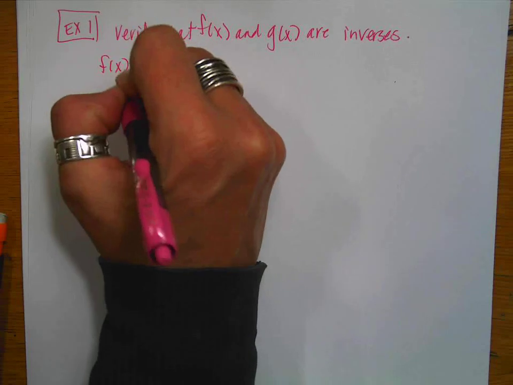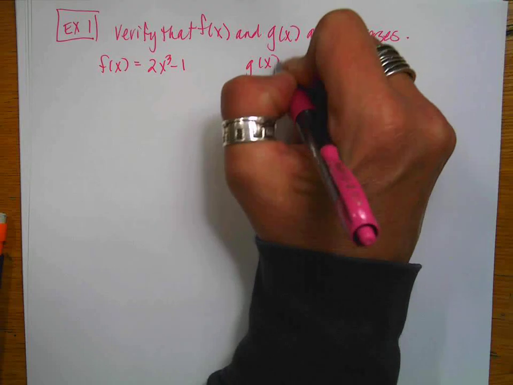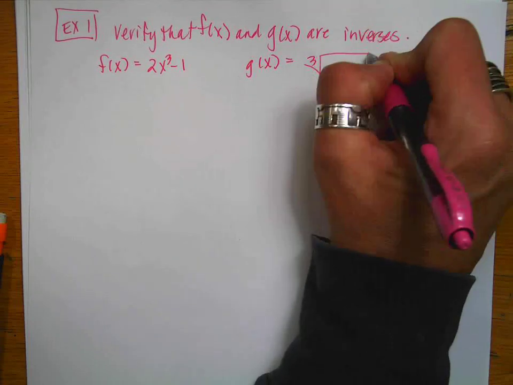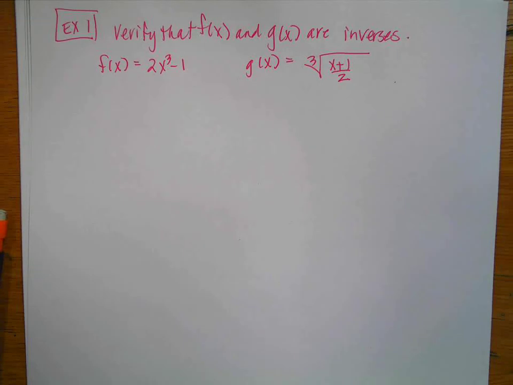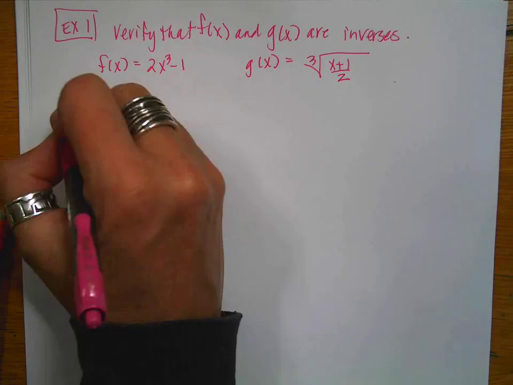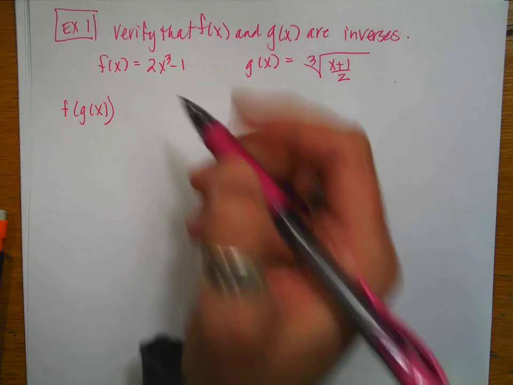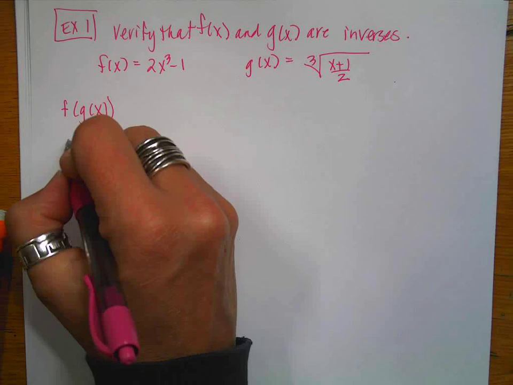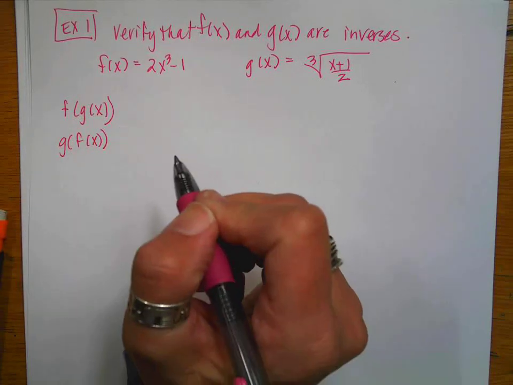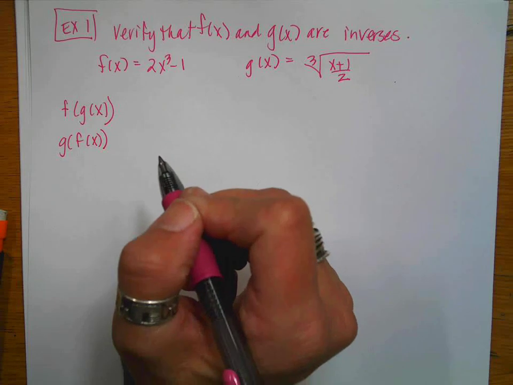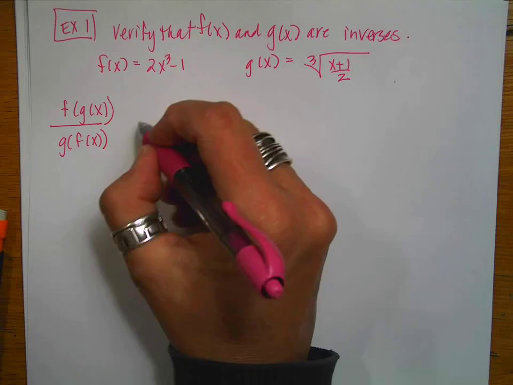Okay, so you're going to be given that f of x is equal to 2x cubed minus 1, and g of x is the cube root of (x plus 1) over 2. To be able to verify that the functions are inverses, I need to do the composition. So I'm going to do f of g of x. You can also do g of f of x. It doesn't matter which you choose to do. Some of it's just about which math is simpler. I'm going to choose to do the first one.